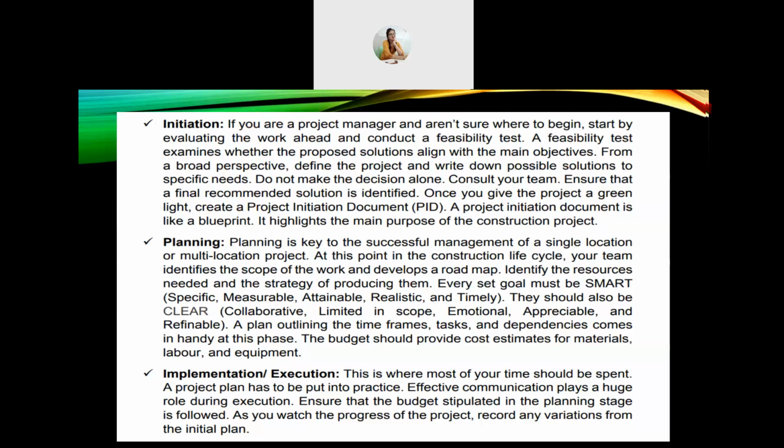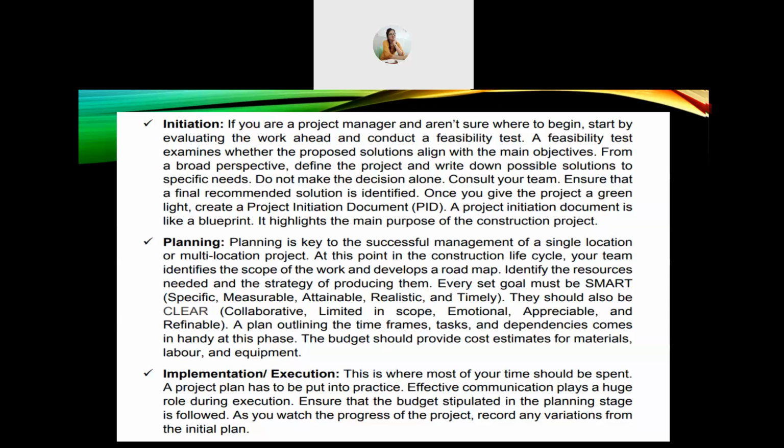Next, number 2, planning. So planning is the key to the successful management of a single location or multi-location project. At this point in the construction life cycle, you and your team should define or identify the scope of the work, which develops a roadmap. So you have to identify the resources needed and the strategy of producing them.